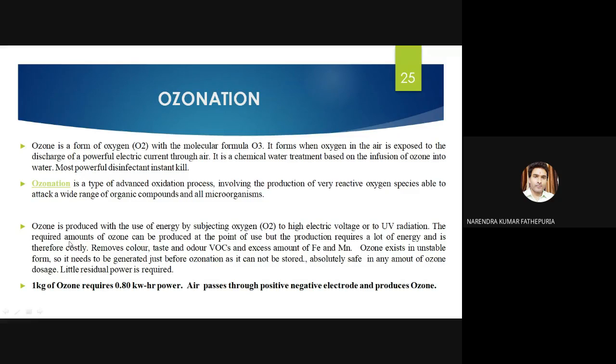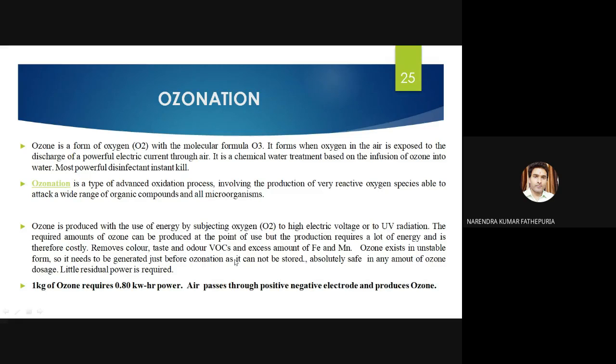The required amount of ozone can be produced at the point of use, but the production requires a lot of energy and is therefore costly. It removes color, taste, and odor, and volatile organic components present in wastewater. Excess amounts of iron and manganese can also be removed. So multiple impurities can be removed in a single ozonation process.